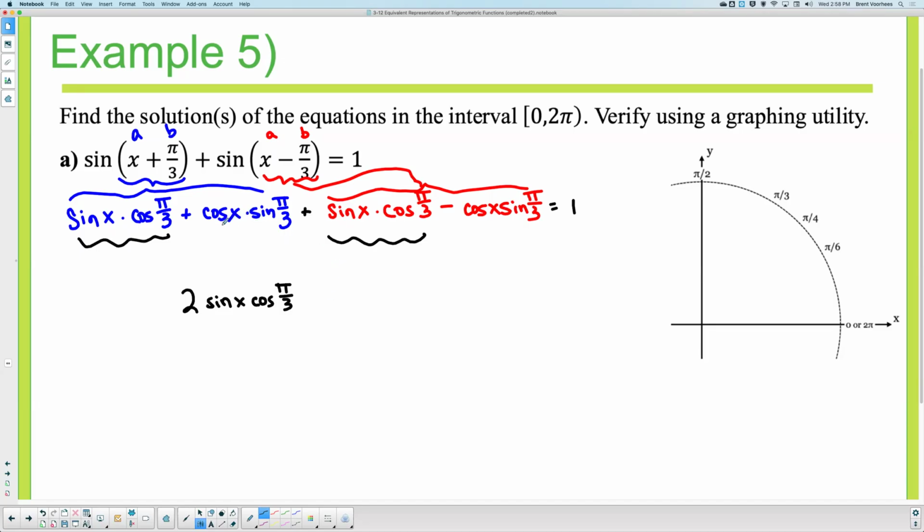Now I have a cosine x sine pi over 3, that's positive, and I have a negative cosine x sine pi over 3. These would cancel out with one another. So all that's left over now is 1. So those two combined together to give me this right there. Those combined together to give me 2 of those. And so to solve from here, I would divide by 2.